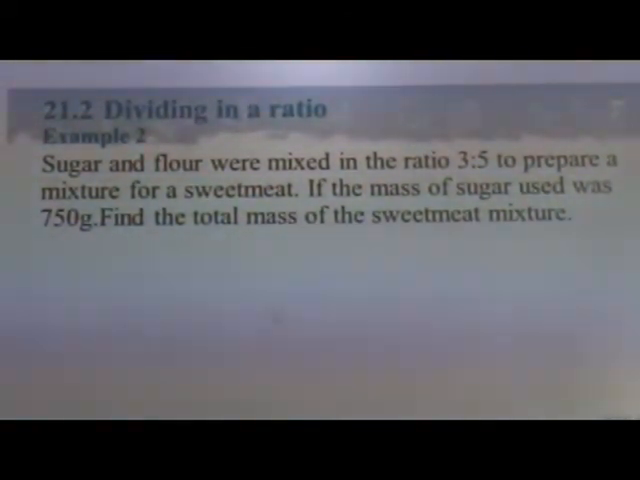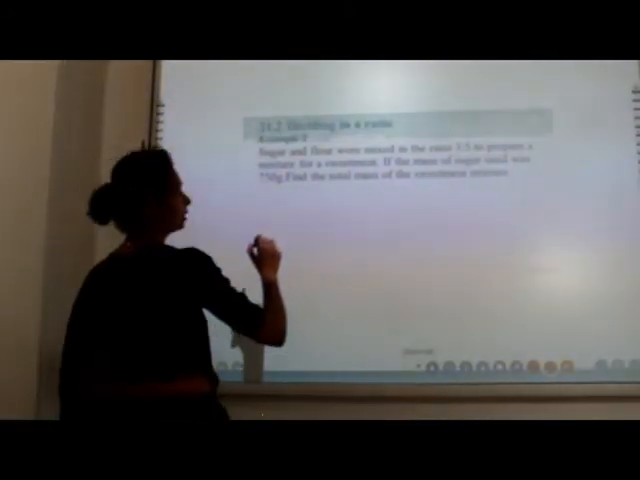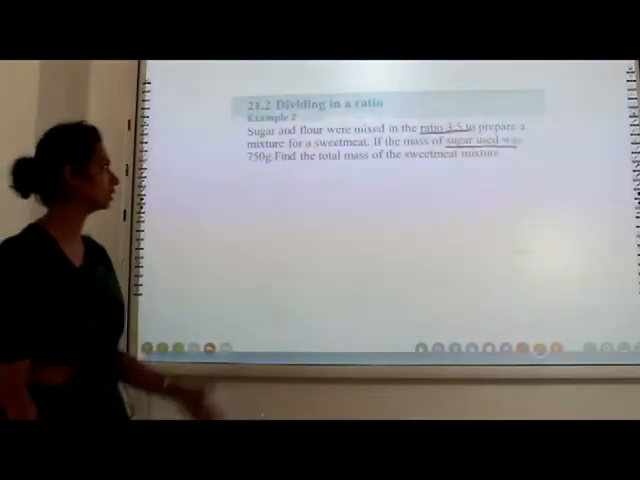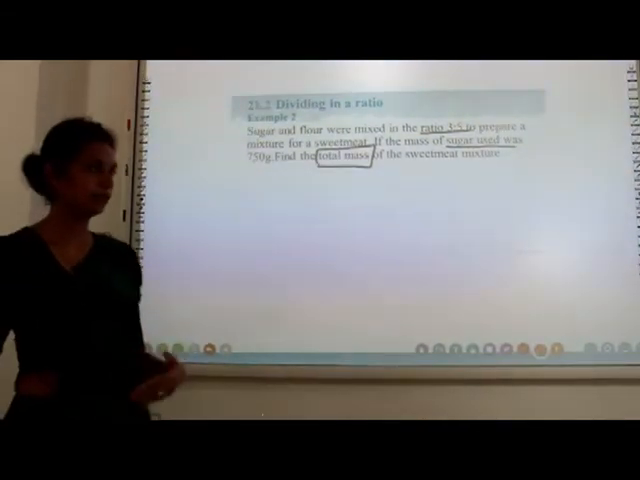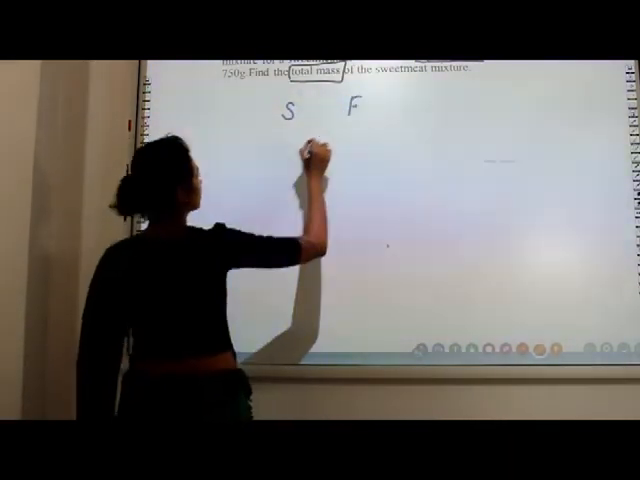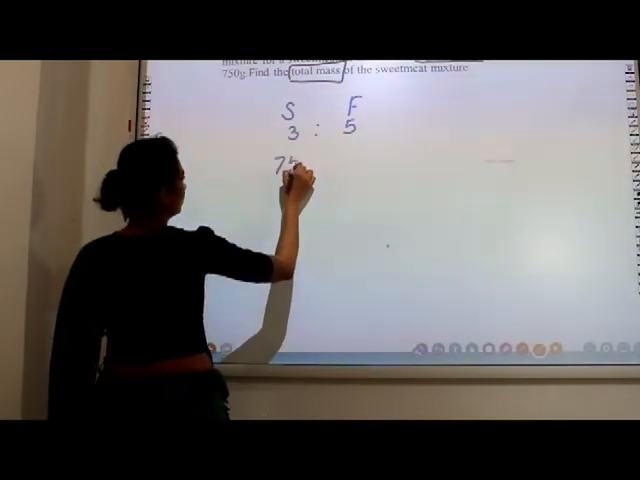When we read it, it is clear. Sugar and flour were mixed in the ratio 2 to 5 to prepare a mixture for a sweetmeat. If the mass of sugar used was 750 grams, find the total mass of the sweetmeat mixture. Now you have been given the ratio and the amount of sugar, and you have to find the total mass. This is very important when you are solving this question. So sugar and flour are mixed in the ratio 2 to 5. Sugar amount is 750 grams.